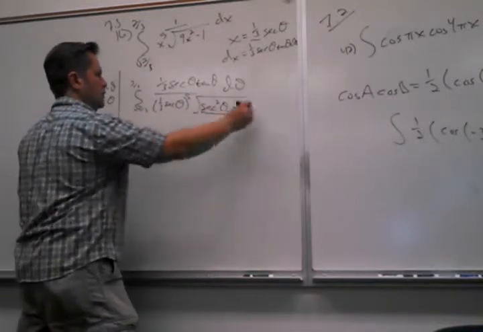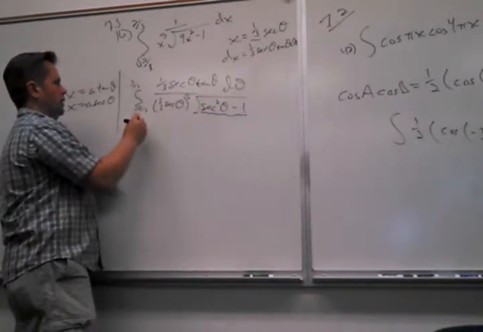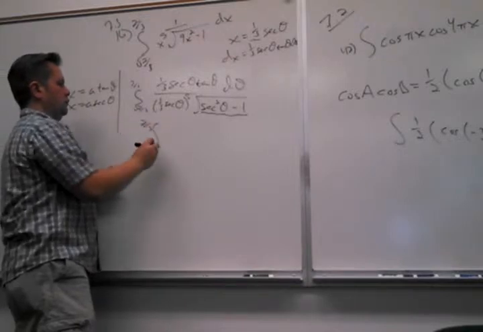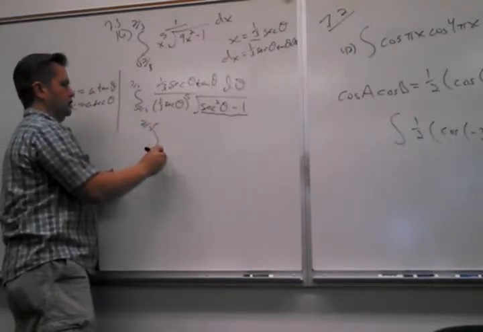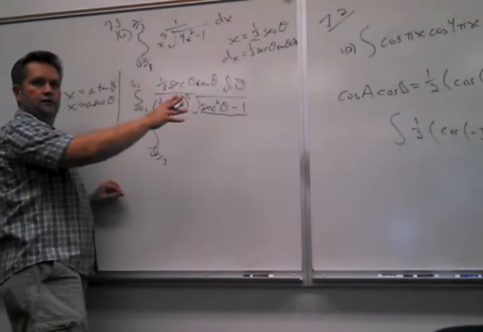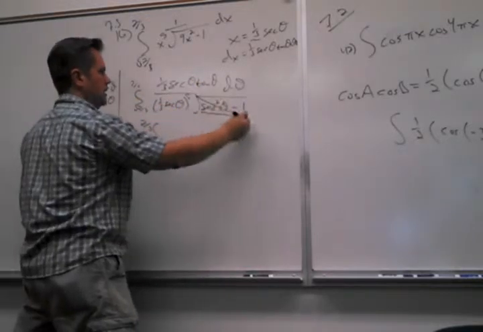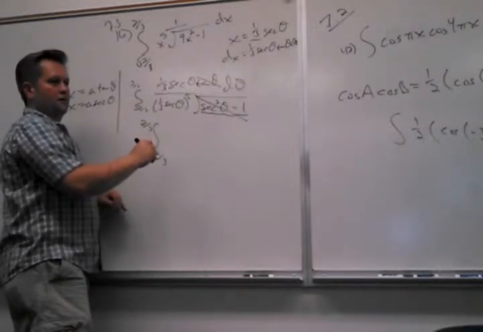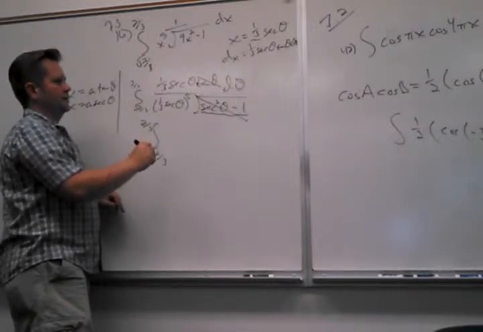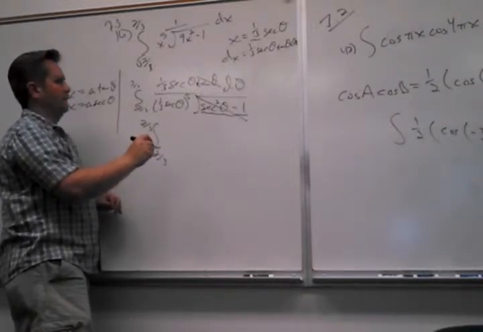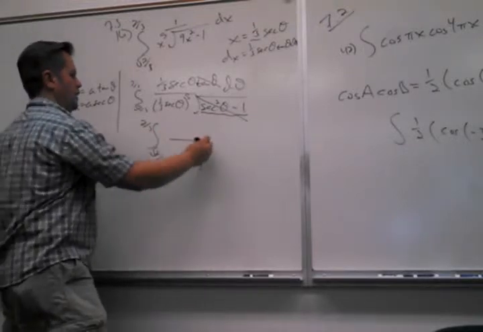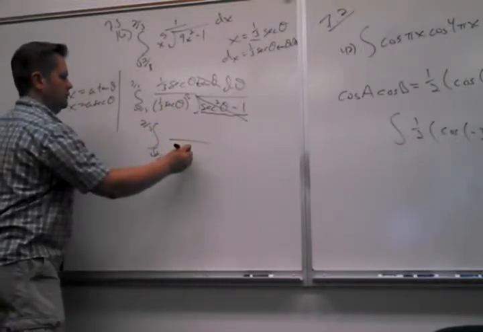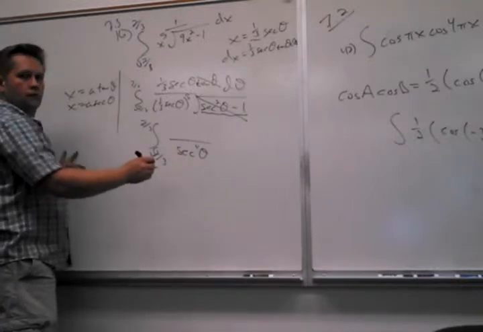Good. So this becomes tangent. So I get 2/3. Now the next problem in this problem is just keeping track of what everything does. So this is tangent that kills that. What else happens here? Yeah, one of the secants. So I have 4 secants left here, right?